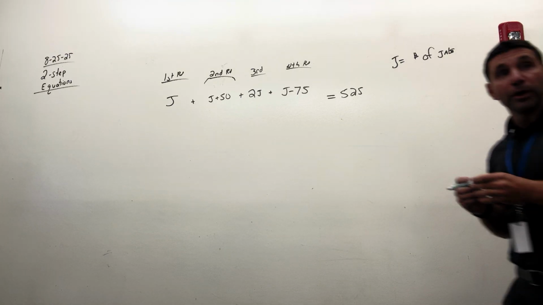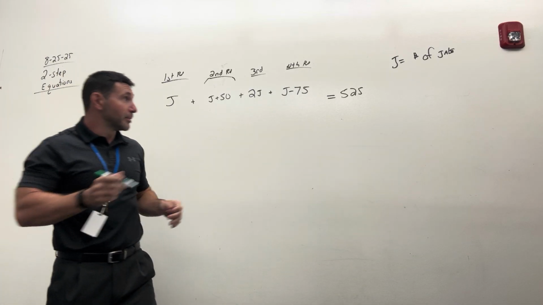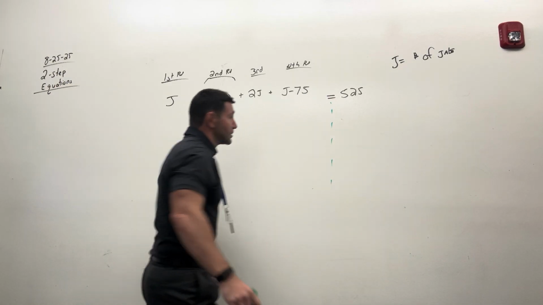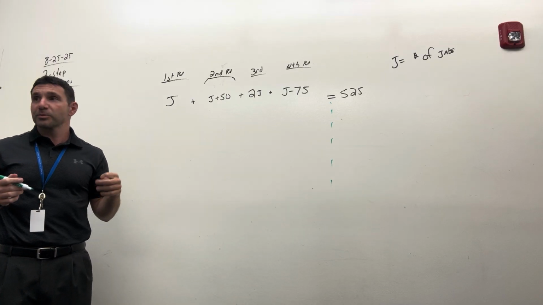Okay, here we go. Step one is what? I gave you the sheet yesterday. Find the balance point. Step two, distribute if needed. Do we need to distribute? No. No parentheses. Step three, combine like terms on the same side.